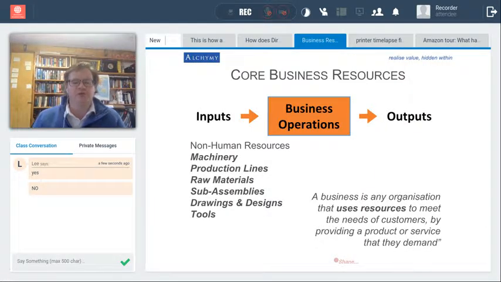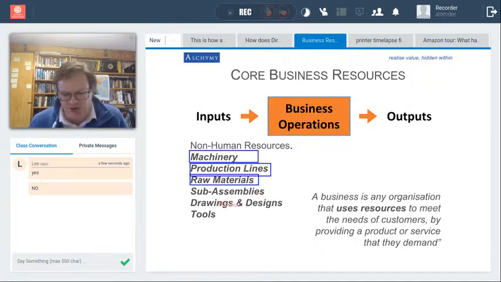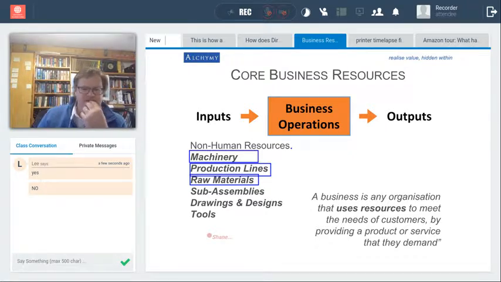So we have this core business process: inputs, business operation, outputs. When we talk about core resources outside of human resources, we're talking about things like machinery, production lines, like I've just shown you, raw materials, sub-assemblies, drawings and designs, and tools, non-human resources. Okay, that's what we're talking about.